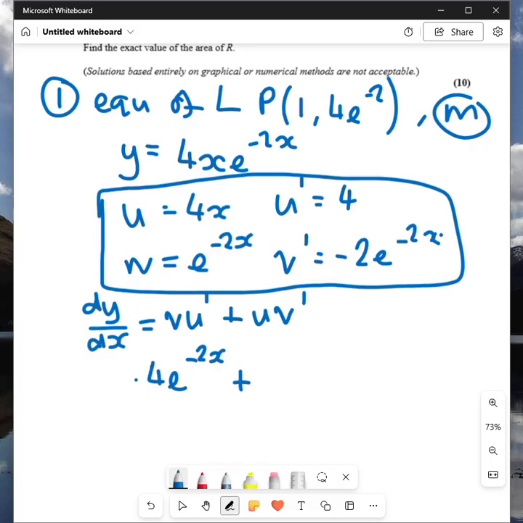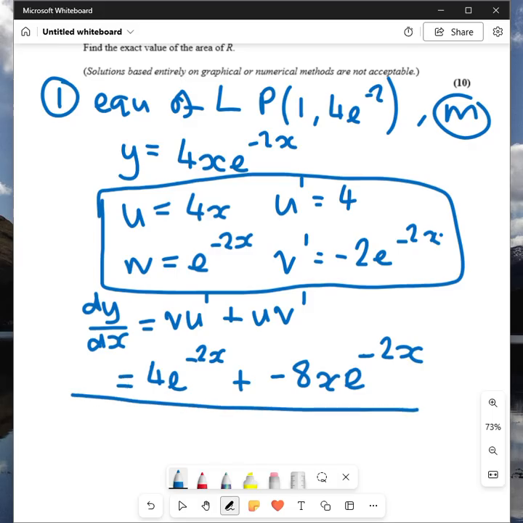So that is equal to, my equals sign is playing up on me there, that's an equal sign. So it's going to be minus 8x e to the minus 2x when I multiply all that out. So that's dy by dx.